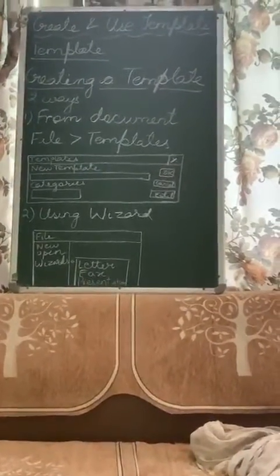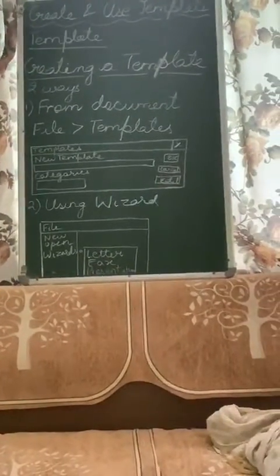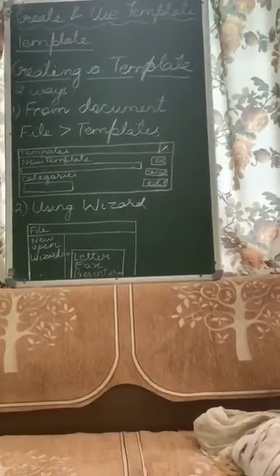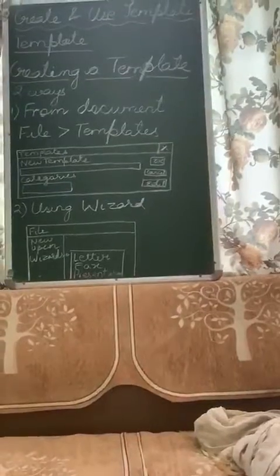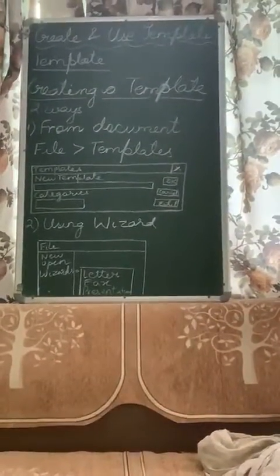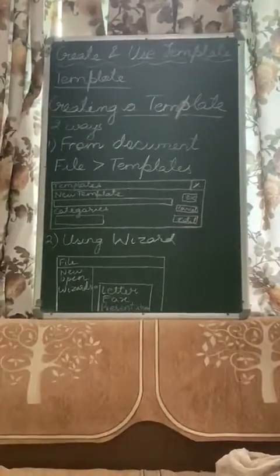Now the difference between the two is both are using the file menu. In the from a document way, you will be going to file, templates, and in the wizard way you will be choosing file and then wizards option. So these are the different ways in which we can create a template. So children, today we have studied about a template and how to create it.